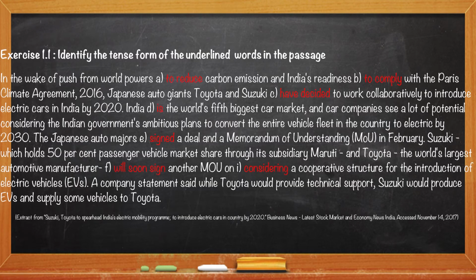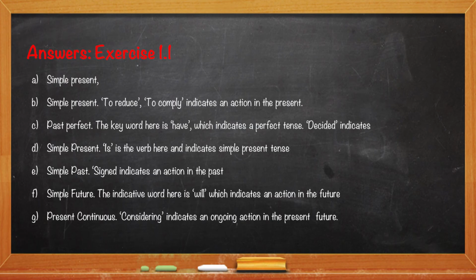And look at the reference here. Identify the tense form of the underlined words: to reduce, to comply, have decided, signed, will soon sign, considering. Here are your answers. A simple present, B simple present, C past perfect, D simple present, E simple past, F simple future, G present continuous.